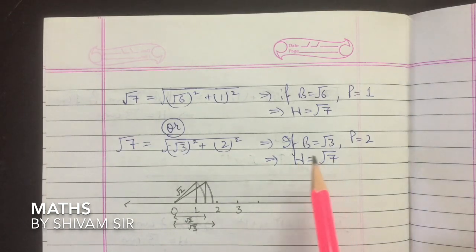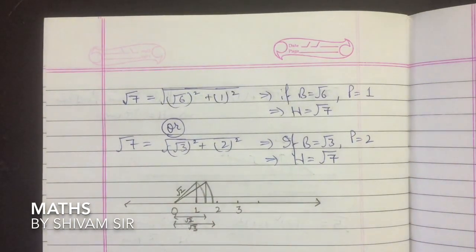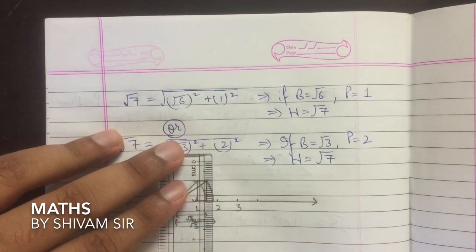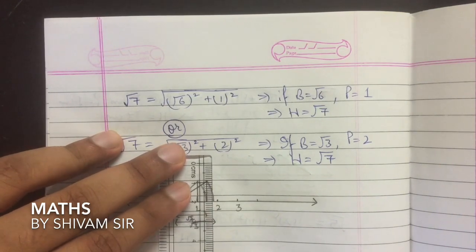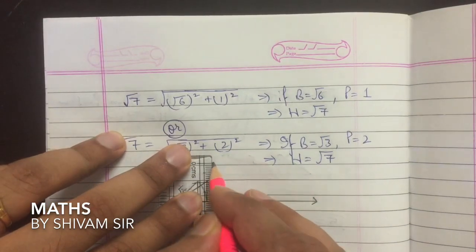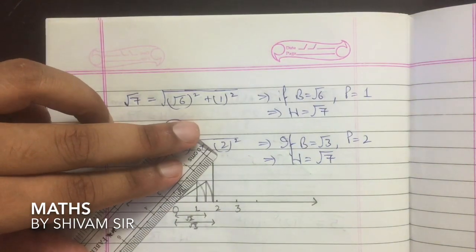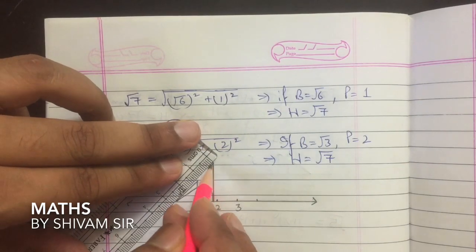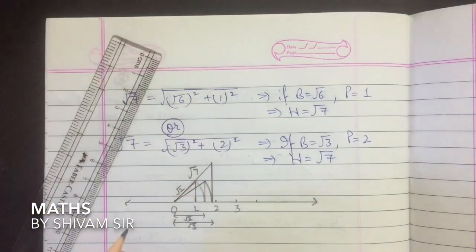So draw the base of root 3 units. So for root 3 units you have to draw first root 2, then root 3, then on root 3 draw a perpendicular of 2 units. So in this way, draw a perpendicular of 2 units. Join it with this origin O. So join the perpendicular with this origin O. So the hypotenuse so obtained is of root 7. So this hypotenuse is of root 7.